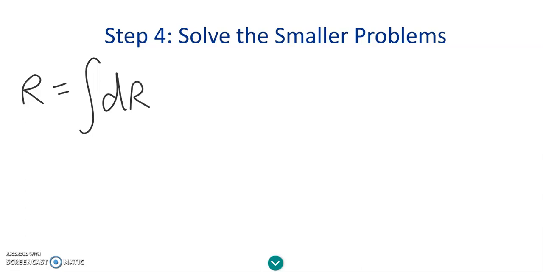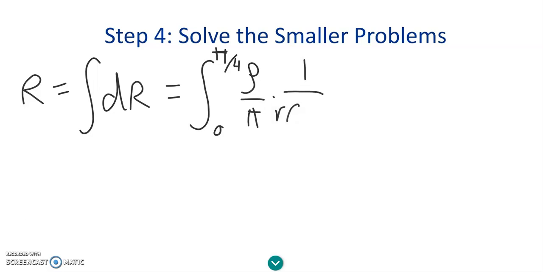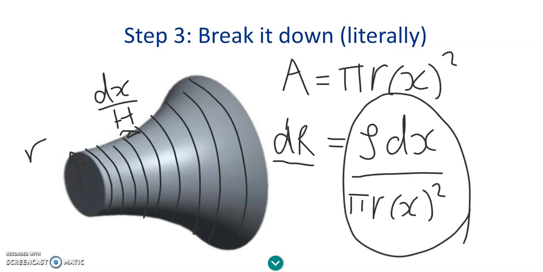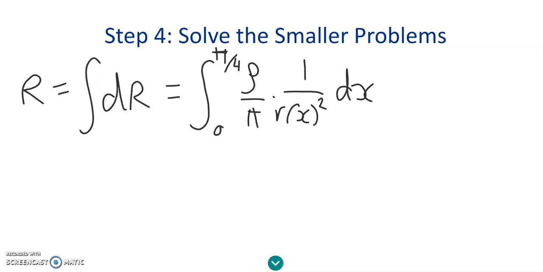And we know what dR is. That's going to be the integral between 0 and pi over 4 of rho over pi times 1 over r of x squared dx, where I've just swapped out dR for this expression here. And I've just added in the bounds because we know that we're summing from x equals 0 to x equals pi over 4.